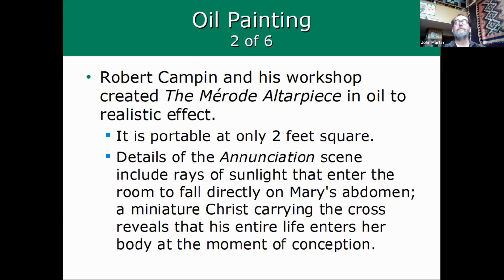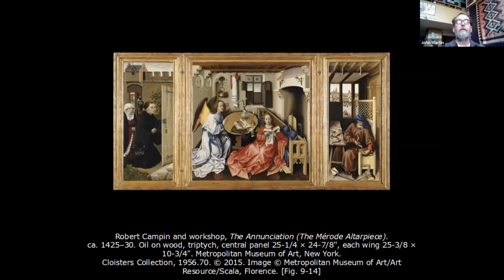Robert Campin and his workshop created the Merode altarpiece in oil to very realistic effects. It is portable at only 2 feet square. Details of the Annunciation scene include rays of sunlight that enter the room to fall directly on Mary's abdomen. A miniature Christ carrying the cross reveals that his entire life enters her body at the moment of conception. In this very small altarpiece, we see the patrons off to the left. They are not in the room, a very creative way of incorporating them into the painting. They're in the altarpiece, but they're not in the central square.